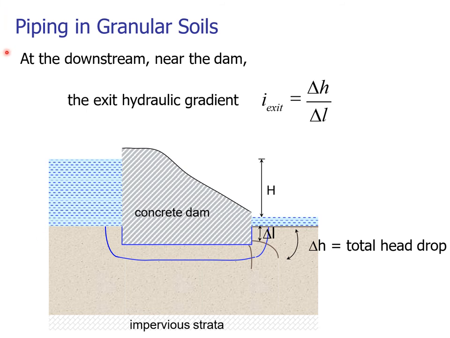At the downstream near the dam, the exit hydraulic gradient, that is i sub exit, is equal to delta H over delta L. So you can see that delta L is this one and delta H is the total head drop between the two equipotential lines.